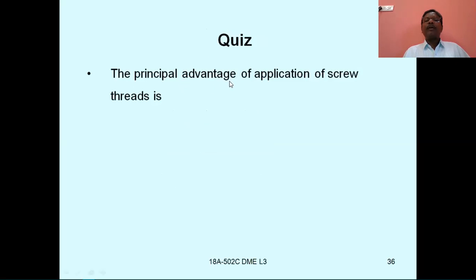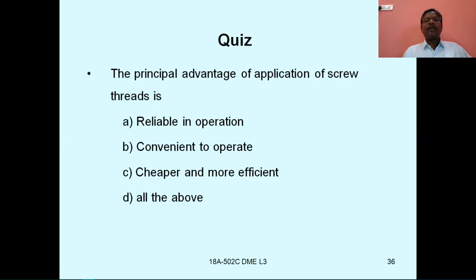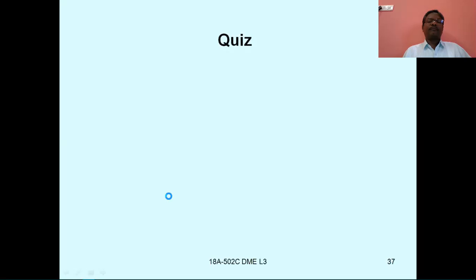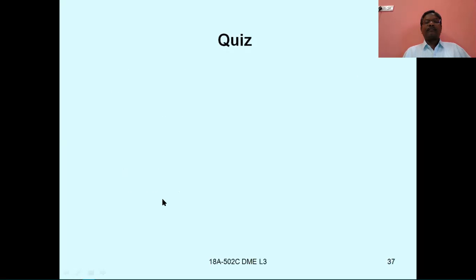The principal advantage of application of screw thread is: reliable in operation, convenient to operate, cheaper and more efficient, and all the above. Let us see which is the appropriate answer. As per the applications and advantages, all these are the advantages. So all the above is the right answer. Right? D is the answer.